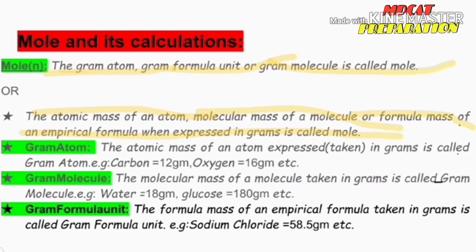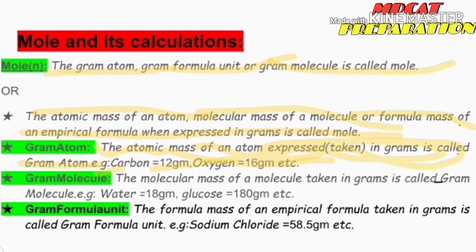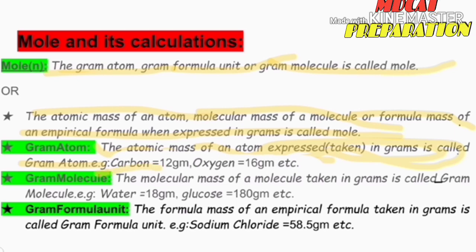Now we move onward toward gram atom. The atomic mass of an atom expressed or taken in gram is called a gram atom. For example, carbon has 12 AMU atomic mass. When it is expressed in gram, then that is called a gram atom, and so on. Carbon has 12 gram, and oxygen has 16 gram, etc.